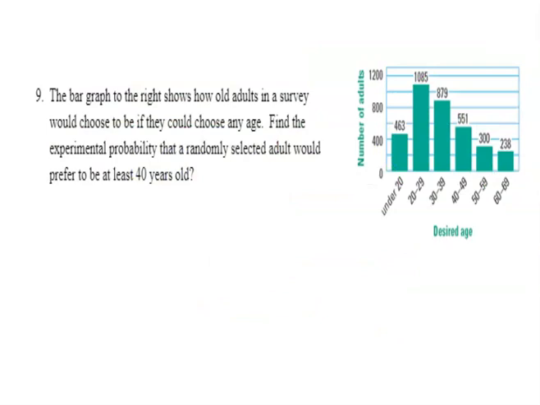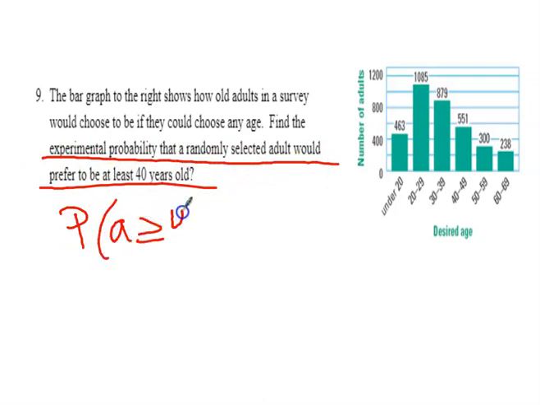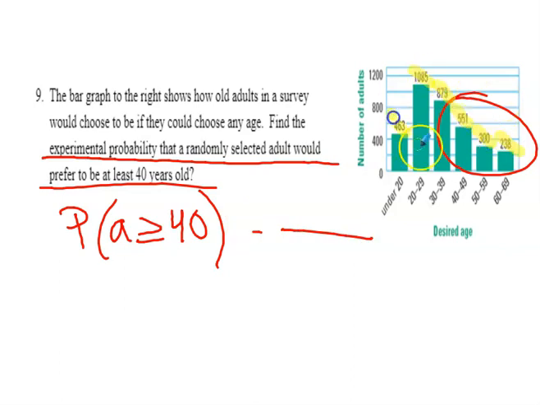So how many people prefer to be 40 years or older? Okay, so greater than or equal to 40. So I have to look at these numbers. You want to add those up, out of the total. And then you have to find the total of all of these put together. So solve those and check back.